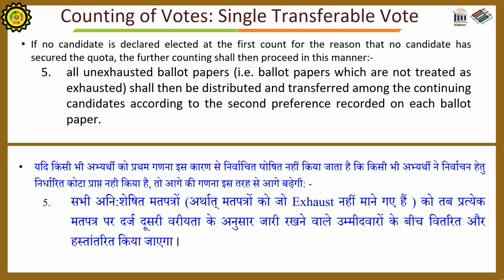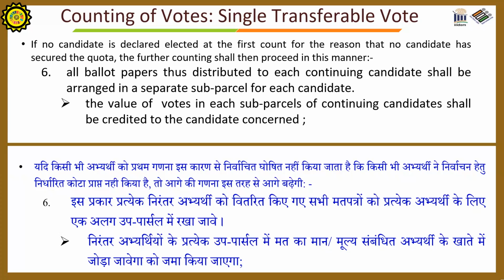All unexhausted ballot papers, that is, ballot papers which are not treated as exhausted, shall then be distributed and transferred among the continuing candidates according to the second preference recorded on each such ballot paper. All ballot papers that are distributed to each continuing candidate shall be arranged in a separate subparcel for each candidate. The value of votes in each subparcel of the continuing candidate shall be credited to the candidate concerned.